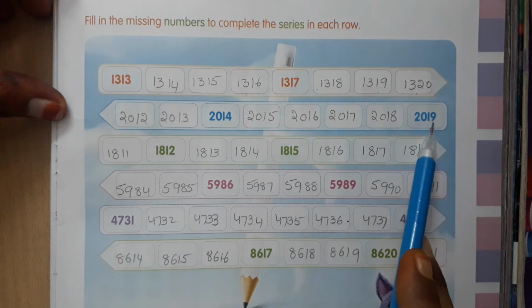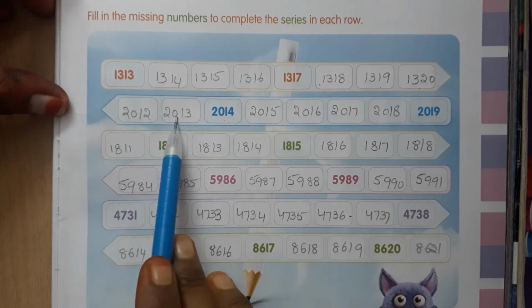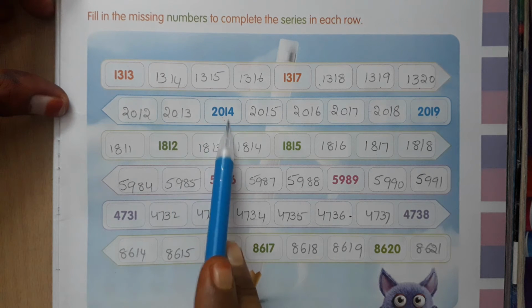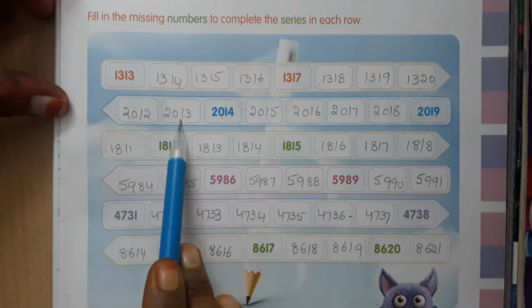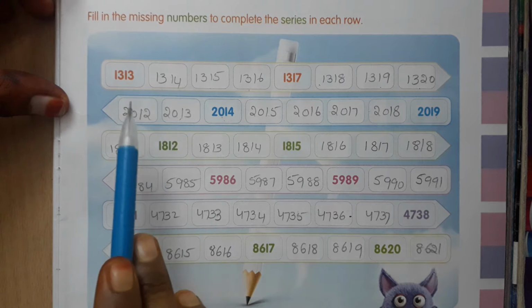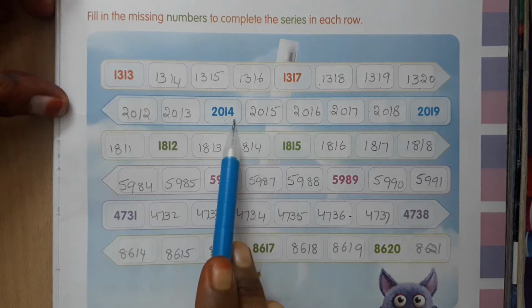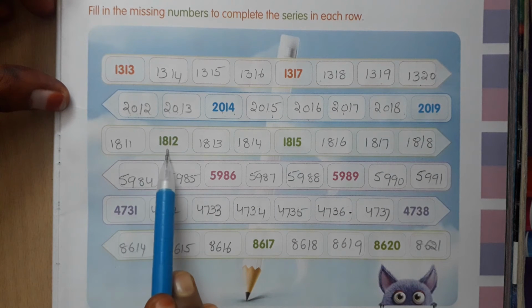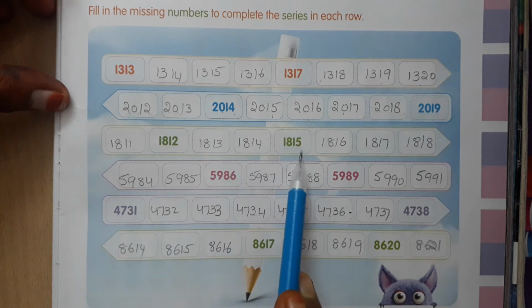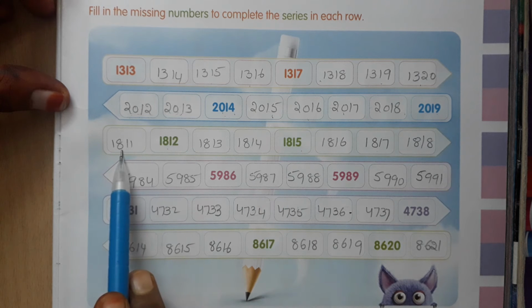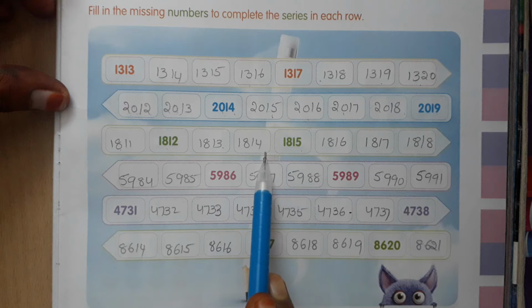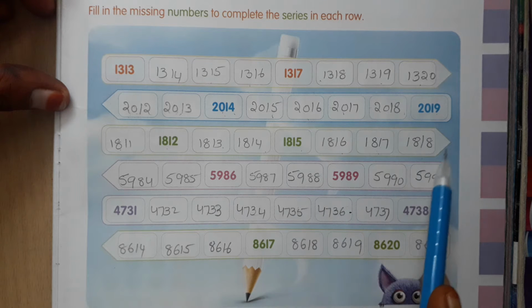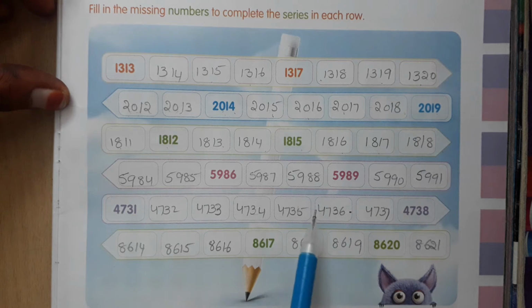Next, 2014, 2019 is given. Next you have to complete the missing numbers here. 2012, what is the number before 2014? 2013. 2013 and 2012 are the numbers before. Next, after 2014, 2015, 16, 17, 18. Next, 1812, 1815 are given. 1811, 1813, 1814, 1816, 1817, 1818. Like this you will complete.